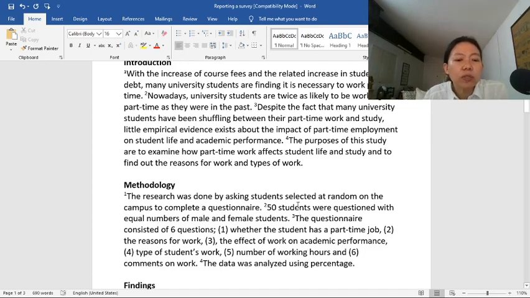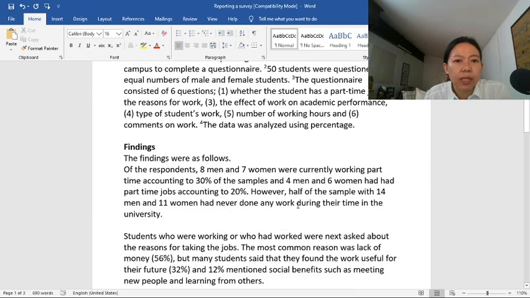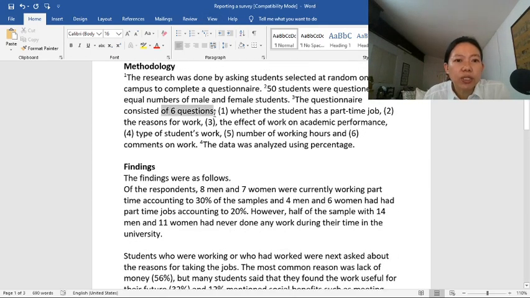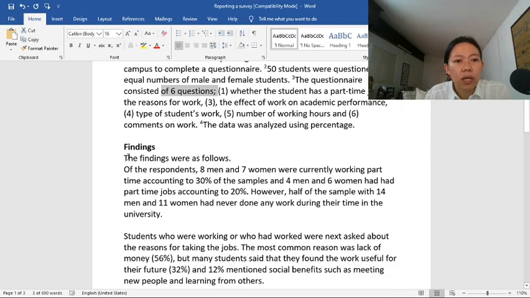Next, we're going to move to the findings. Because there are 6 questions in the questionnaire, the findings will be presented in order of the questions in the questionnaire, starting with the first question. The first question asks students whether they have a part-time job. So the findings are as follows.